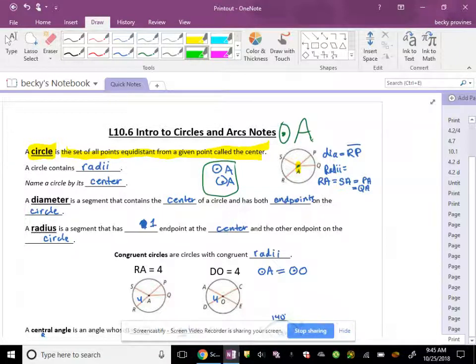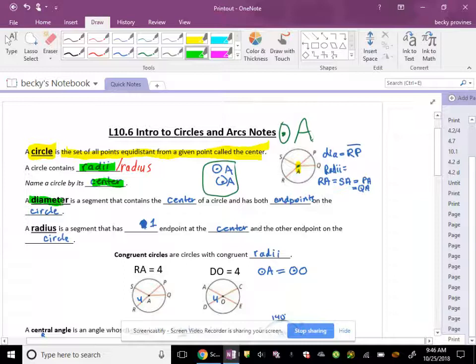Okay, so a circle contains radii. Now the word radii is the plural of the word radius. It really is not correct to say a circle has radiuses. You would say the circle has multiple radii. Just a grammar thing. So we already talked about how you name the circle by its center point.